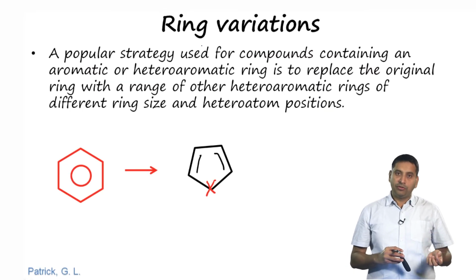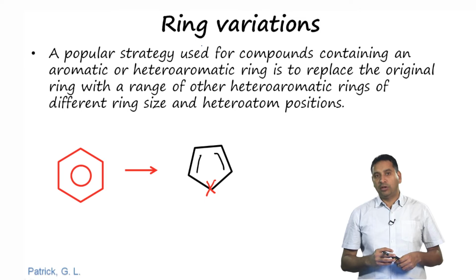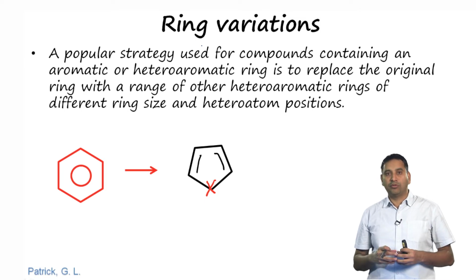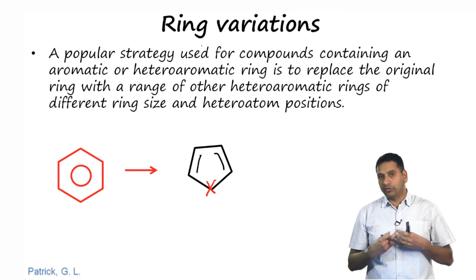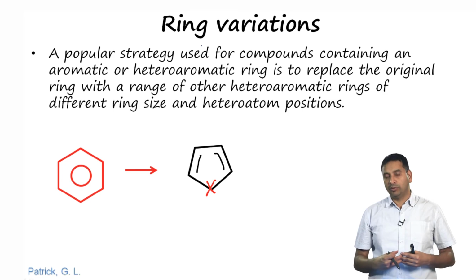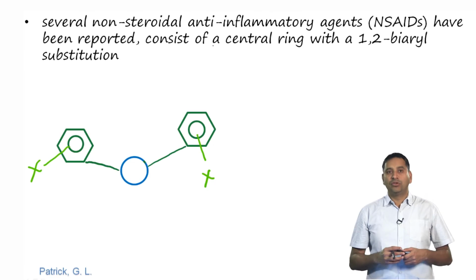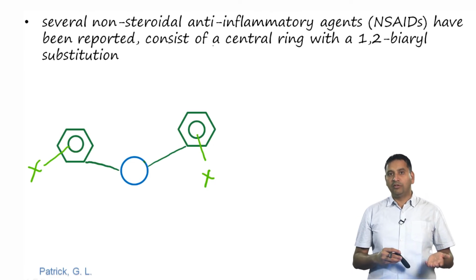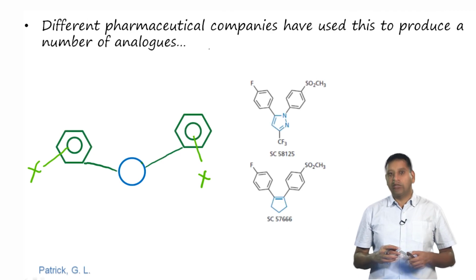Another popular strategy which is used in order to optimize the drug target interactions is to vary the ring. So for example, a benzene ring may be an important part of your drug. Now the benzene ring can be converted to a heteroaromatic ring, or we can put in a substituent on the benzene ring, for example, and this is a very popular method to vary the drug target interaction. So there are a number of non-steroidal inflammatory drugs which have this 1,2 biaryl system which is attached to a central ring. So we shall look at these examples.